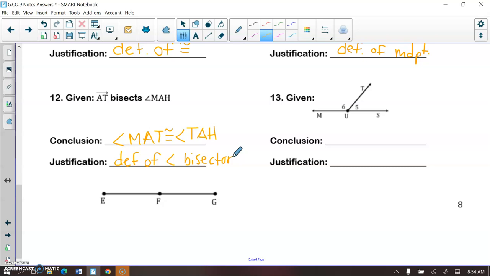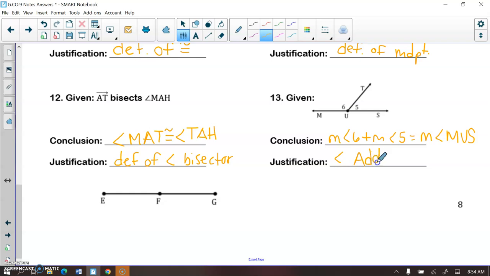All right, so number 13, the only conclusion that I can make is that the measure of angle 6 plus the measure of angle 5 is equal to the measure of angle MUS. And that's the angle addition postulate.